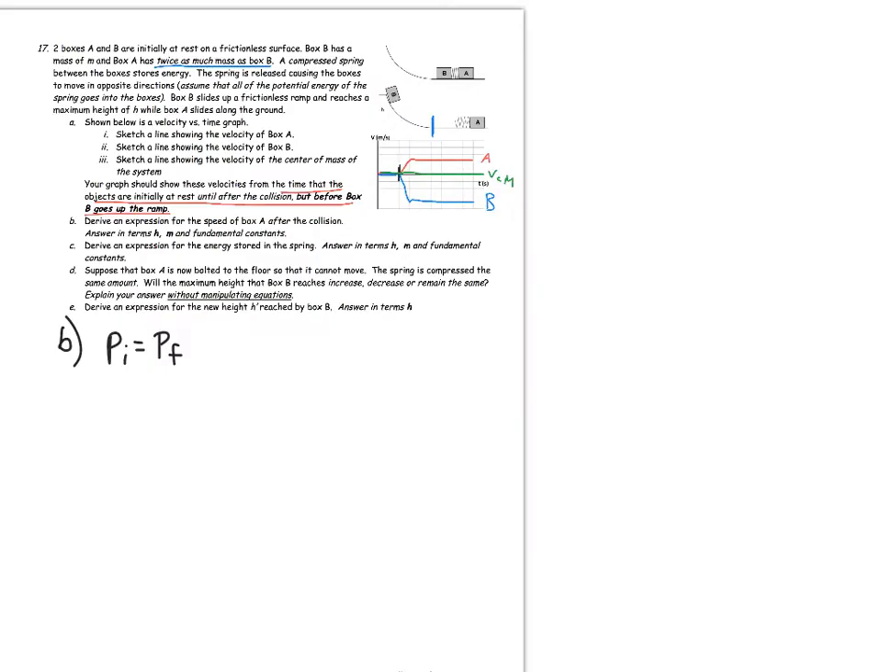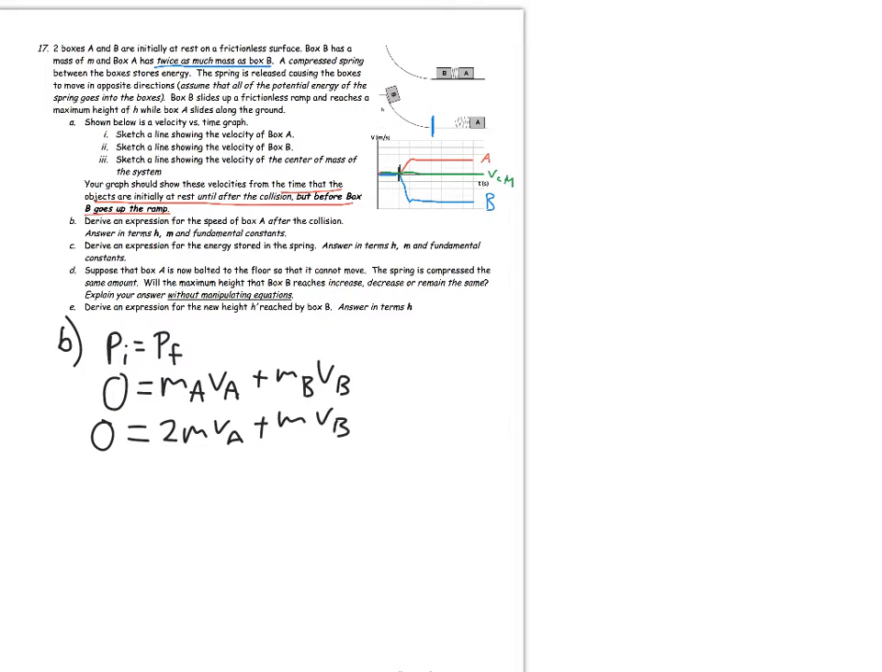So for part B, we're going to go ahead and derive an expression for the speed of box A after the explosion. And so to do that, I'm going to set up my conservation of momentum. I know that initially my system is at rest, neither box is moving, and afterwards both are moving, so the momentum of the system afterwards is going to be MAVA plus MBVB. I know the mass of box A is twice as much as B, and even though I don't know the mass of B, I can still say 2m for box A times its velocity plus just m for box B times its velocity.